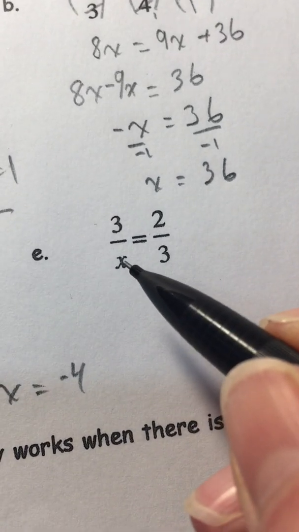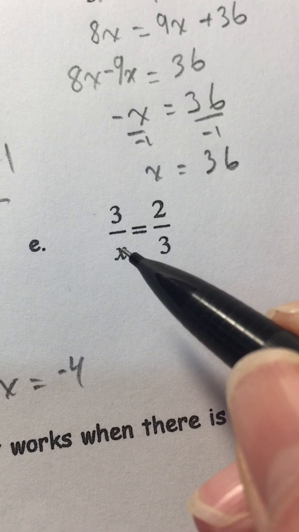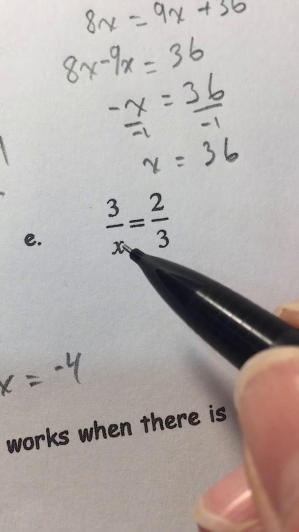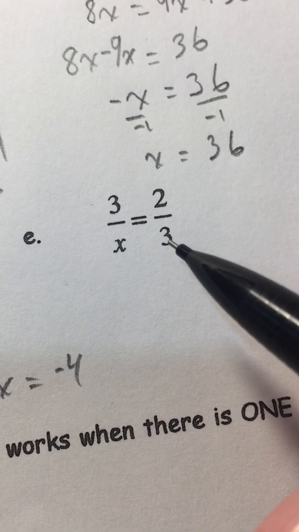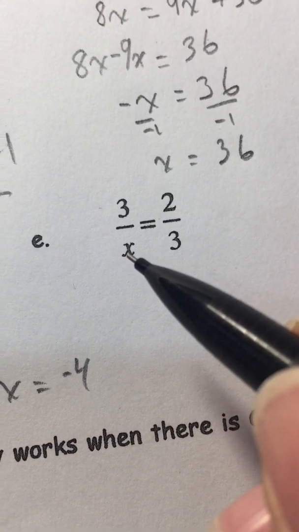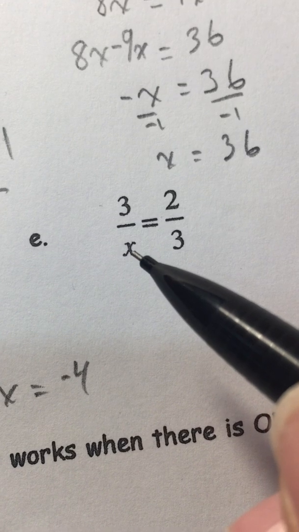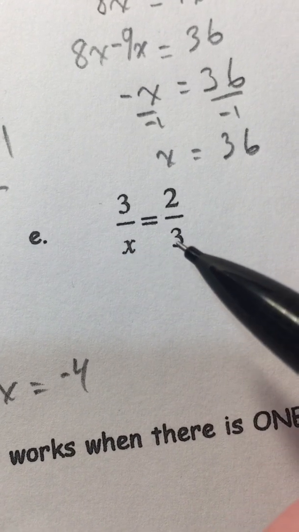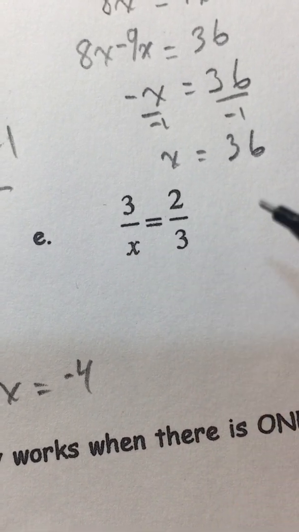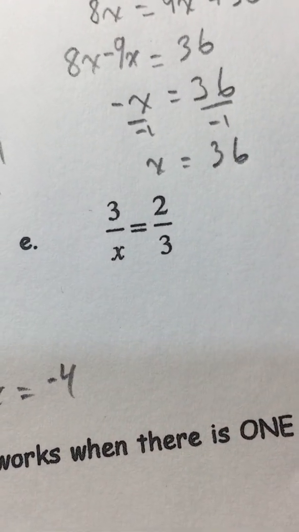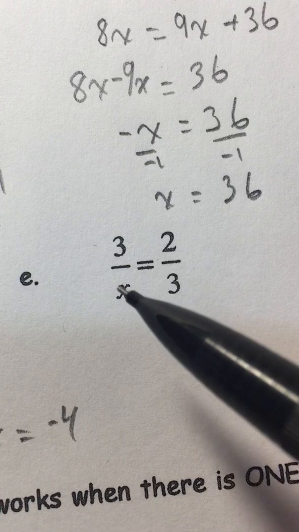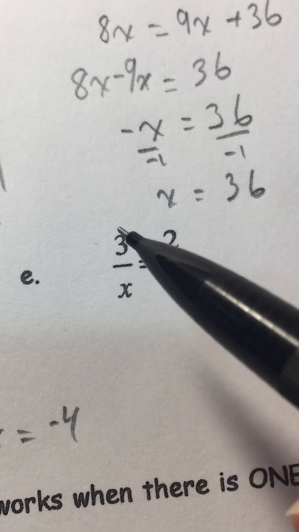When the variable is in the bottom, it's very tricky to see that the lowest common denominator is actually 3x. This denominator has a 3. This one has an x. We know to get a common denominator, you could just multiply the two together. So 3 times x is 3x, and that would work. If this is going to be a 3x, oh darn, I'm losing power. If this is going to be a 3x, I'd have to multiply the top by 3.